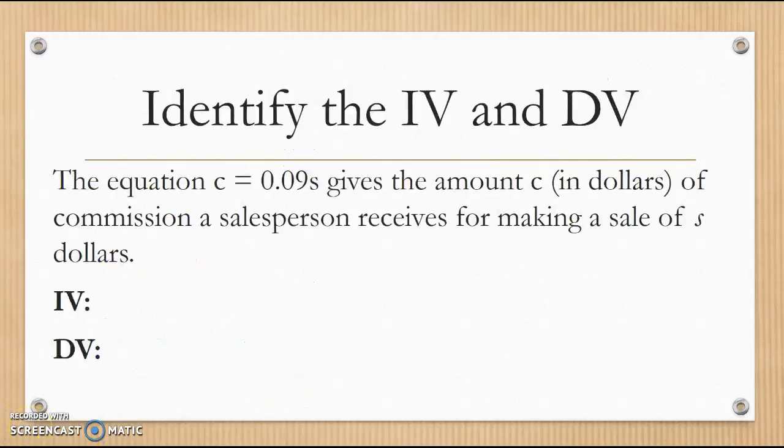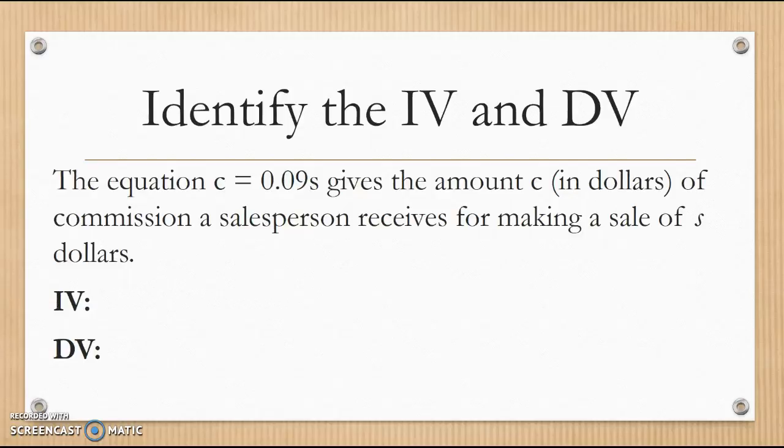The next thing we're going to do is identify the independent variable and dependent variable. So we're given the equation C equals 9/100ths S. And that gives the amount C in dollars of the commission a salesperson receives for making a sale of S dollars. So here, we have to decide the independent variable. And that's the variable that can change. And that when we change it, it affects the other variable.